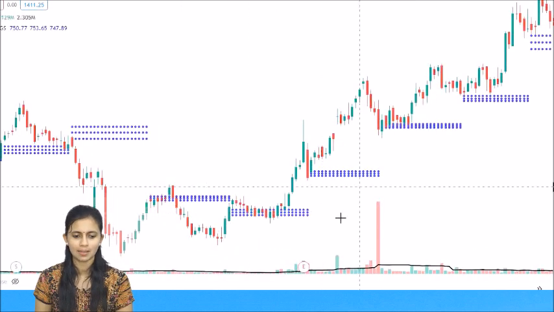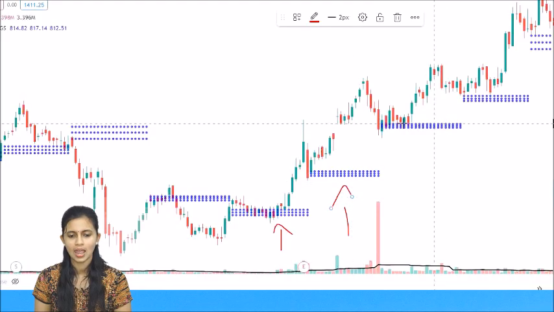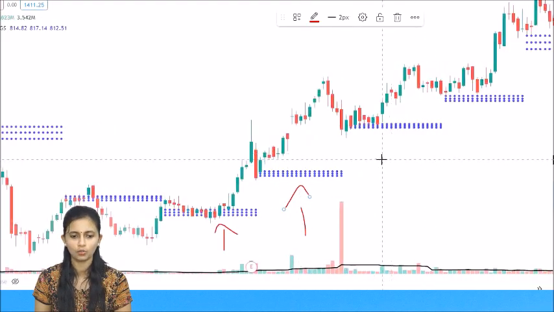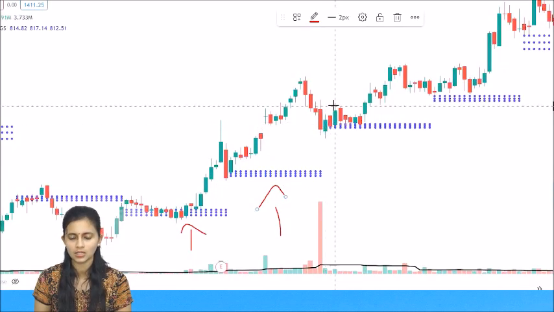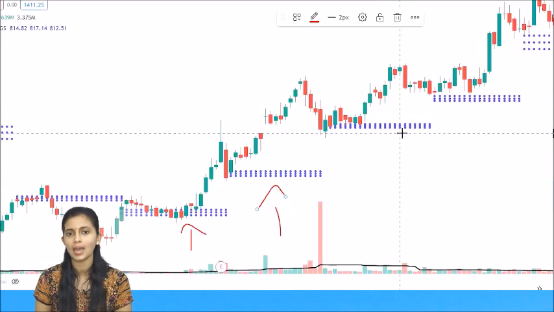Let's check out this example. Here you can see consecutive 2 higher CPRs and this CPR is above this CPR. So here you can look for buying opportunity. If you see here, the first candle of the month itself broke this CPR. The another thing which you can note here is the CPR is very narrow.